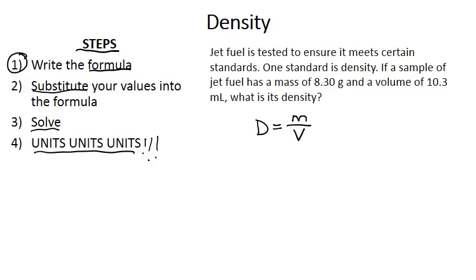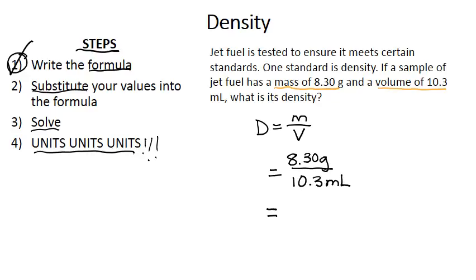All right, now I've written my formula. Step 2, substitute your values into your formula. Right, in my question, I was given some different values. So it says mass of 8.30 grams and a volume of 10.3 milliliters. So let's substitute those in. So my mass is 8.30 grams and my volume is 10.3 milliliters.